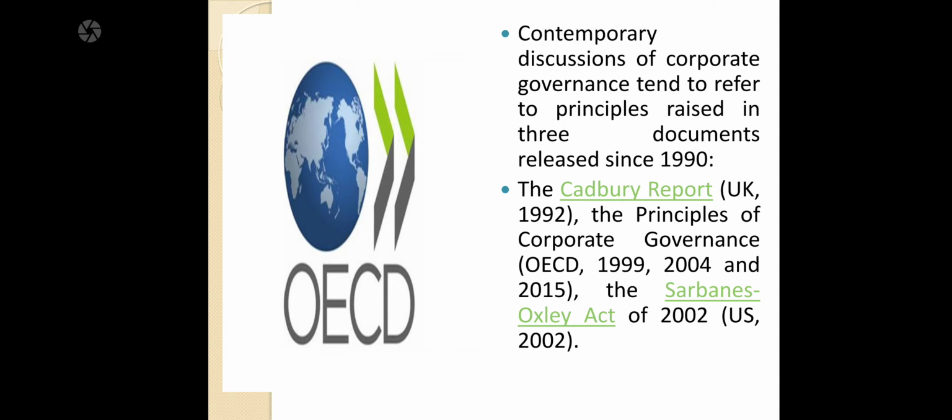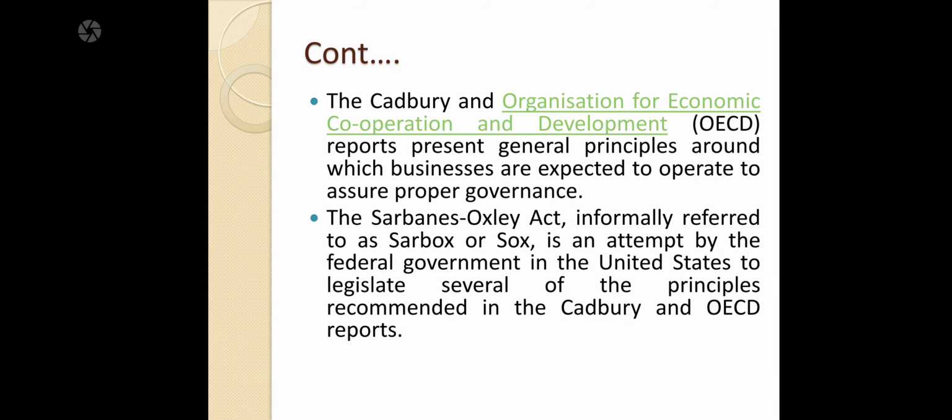Contemporary discussions of good governance tend to refer to principles raised by three documents released since 1990. So some of the principles have been raised in documents released since 1990: the Cadbury Report of 1992 by the UK, then the Principles of Corporate Governance by the OECD in 1999, 2004 and 2015, and the Sarbanes-Oxley Act of 2002 of the US. So basically this is the international point of view. These three important reports show how the good governance system was raised through these documents. So historically, this is how the OECD and the good governance system are talked about.